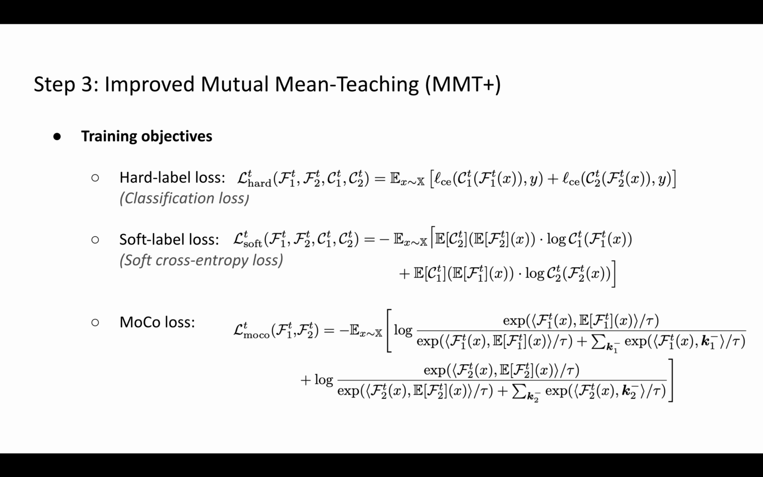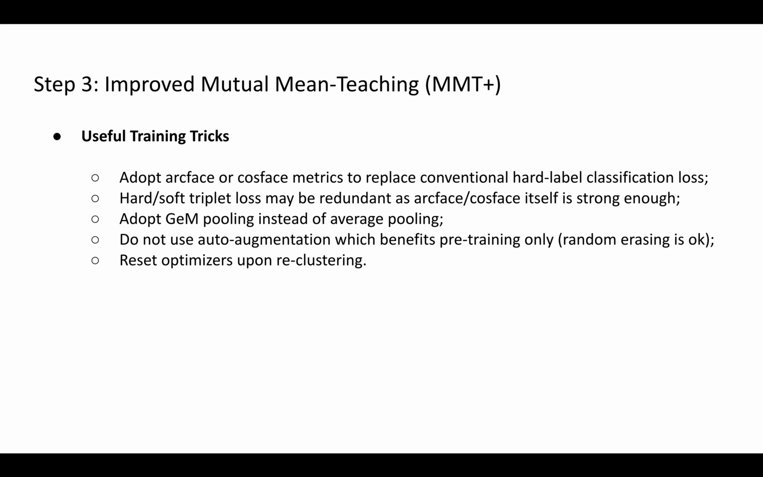At the training stage of MMT+, we also provide some useful training tricks. Firstly, adopting arc phase or cosine phase matrix to replace the conventional hard label classification loss could help. Secondly, triplet loss may be redundant as arc phase or cosine phase itself is strong enough for training. Thirdly, as mentioned before, GEM pooling performs better than average pooling. Fourthly, the auto-augmentation should only be used in the previous pre-training stage instead of this stage. Last, resetting the optimizers once upon reclustering could help convergence.